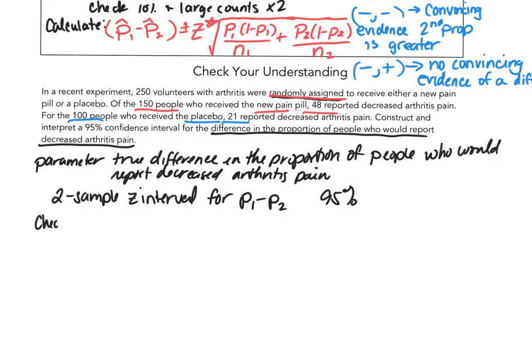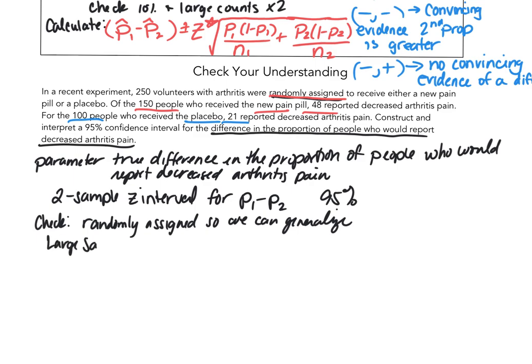Then I'm going to check my conditions. Randomly assigned, so we can generalize. And we don't need 10% because we're doing an experiment. We're not randomly sampling. And then our large sample, we check N times P.